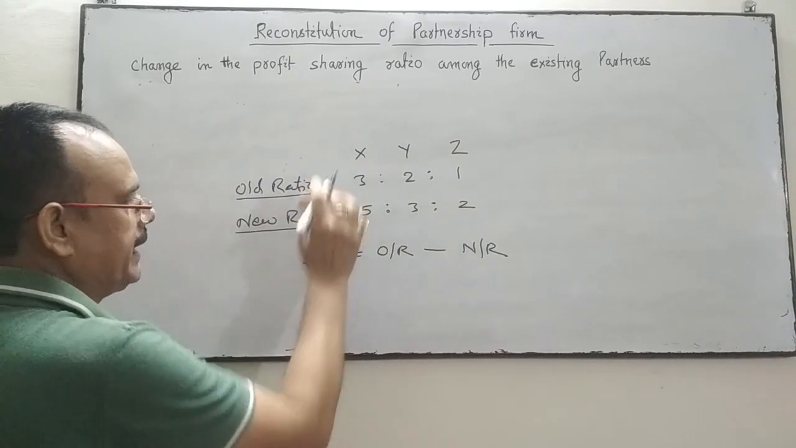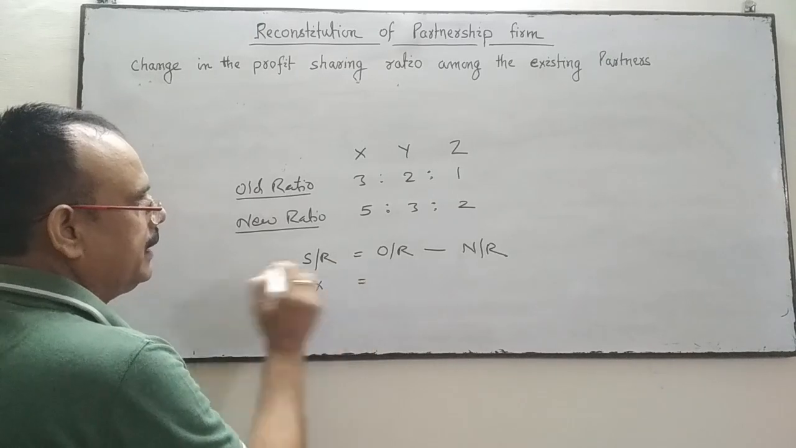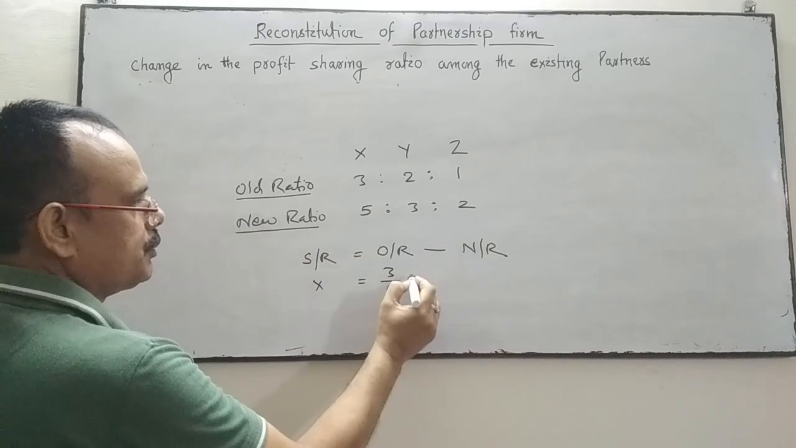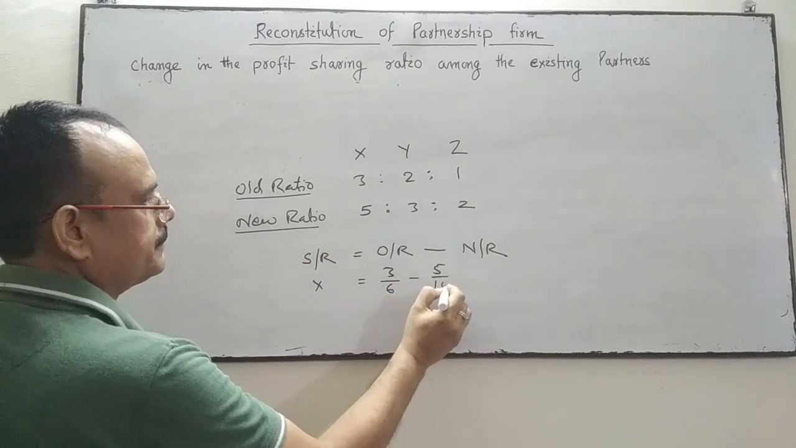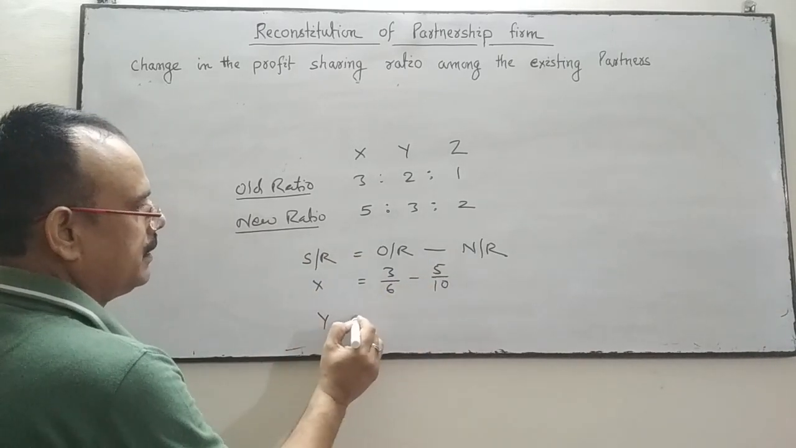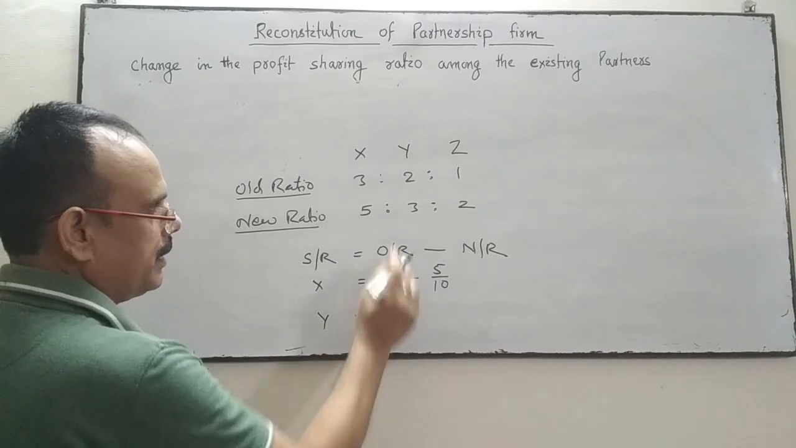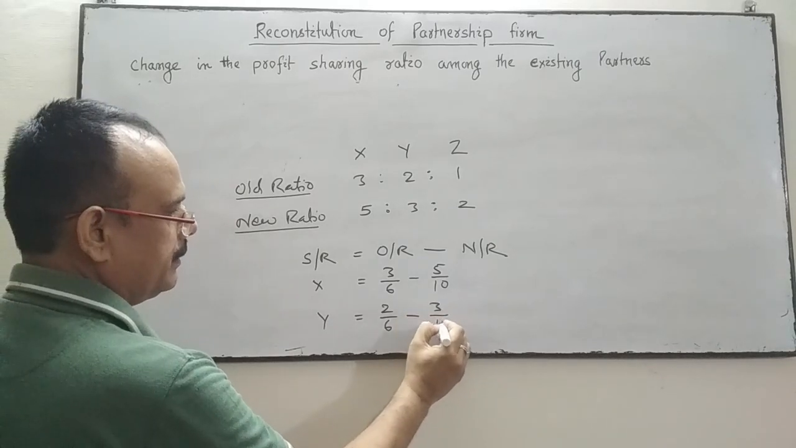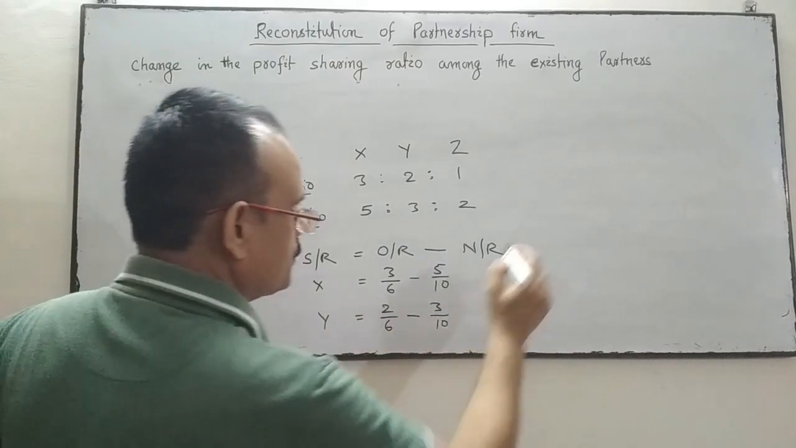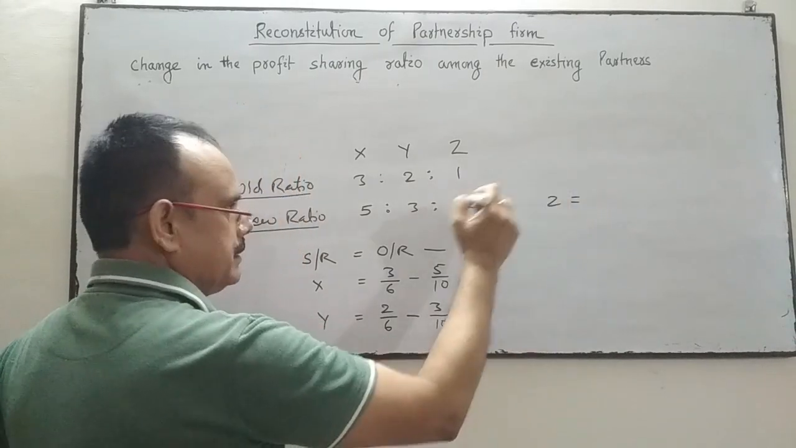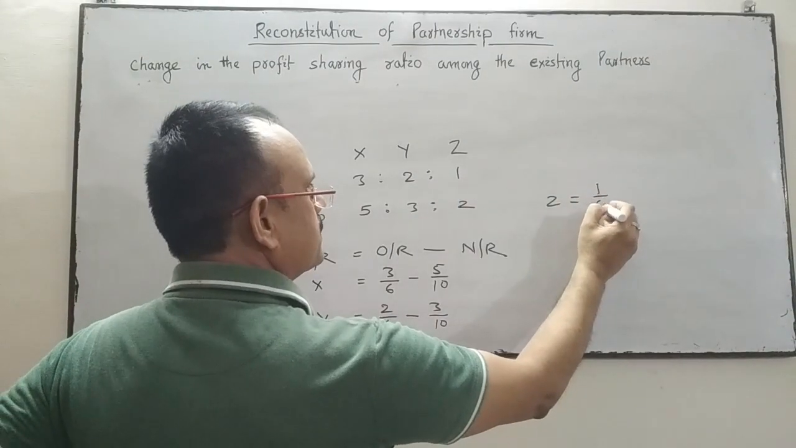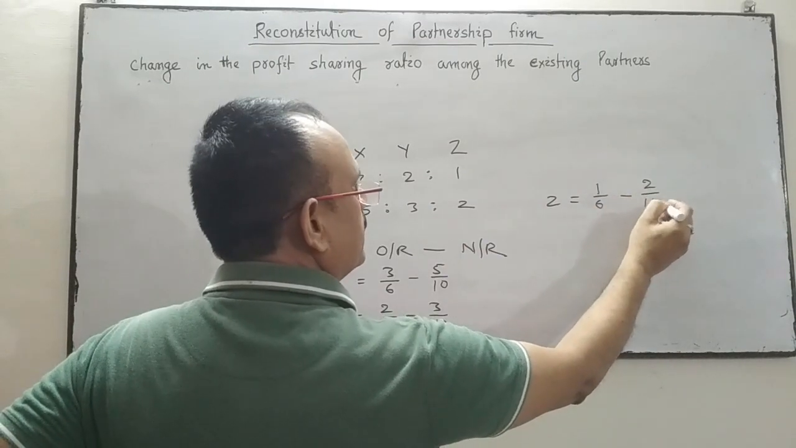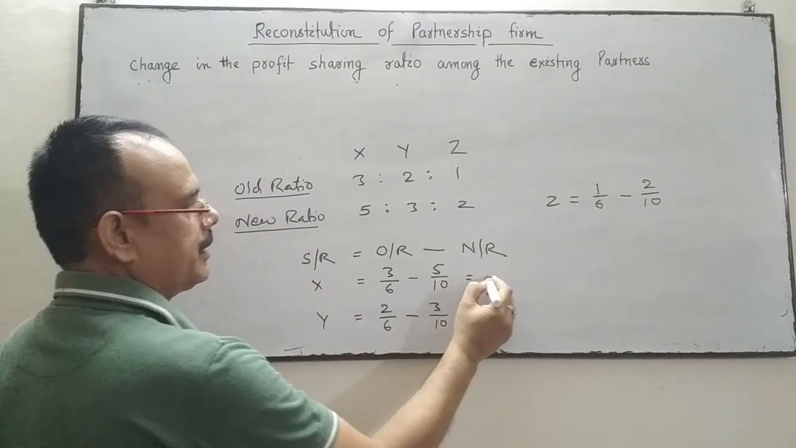So see the first one, X. X's old ratio is 3/6, and new ratio is 5/10. Y: 2/6 is the old ratio, and new ratio is 3/10. Come to Z. Z's old ratio is 1/6, and new ratio is 2/10. Now we'll find it out.